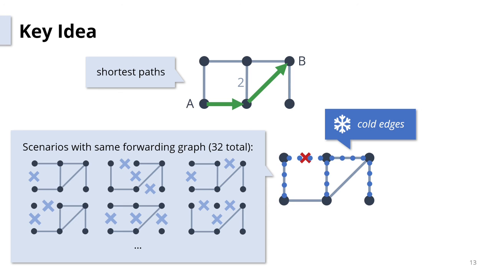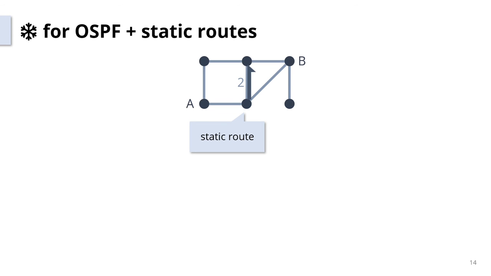So the main technical contribution of NetDice is how to identify the cold edges for common routing protocols. Identifying the cold edges for shortest paths was rather easy, so let's introduce a static route as indicated in the figure. Here, traffic from A to B is first forwarded along the shortest path from A to B and is then deflected by the static route to result in the following forwarding graph. So what are the cold edges in this example? Of course, if any of the green edges fails, then the forwarding graph will change.